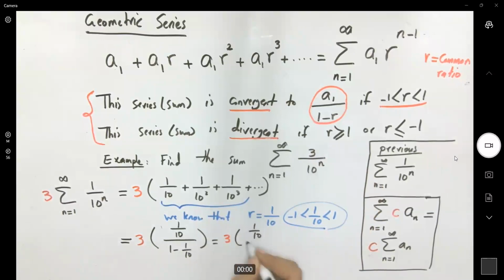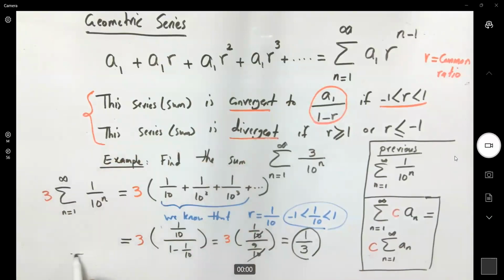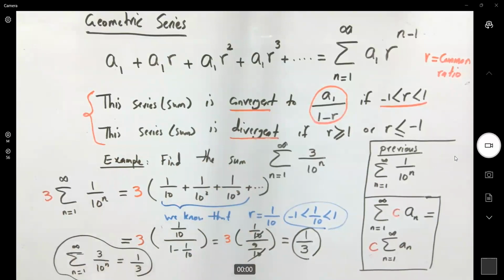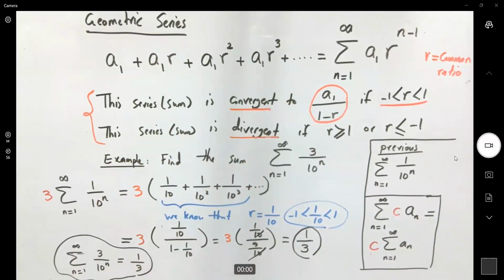1/10 divided by 9/10, or if you cancel out 10 and 10, you get 3 divided by 9, or a third. So this is the sum of this series. You say that, hey, my series, the sum 3 divided by 10 to the n and starts from 1 to infinity is nothing but a third. If I add all of these numbers together, it approaches a third.